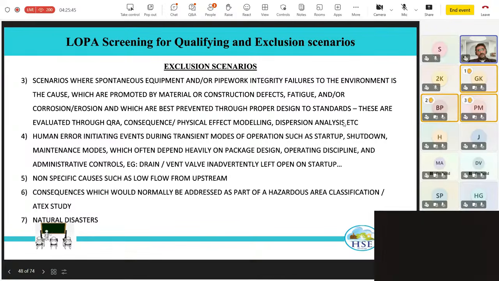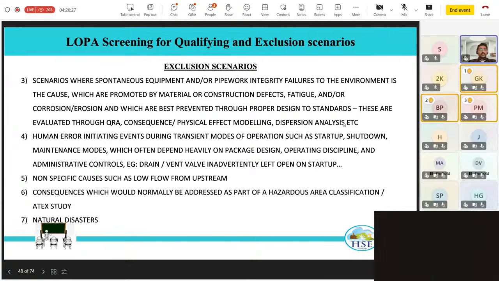Next is scenarios where spontaneous equipment or pipe integrity failure to the environment is the cause. Now you have catastrophic failures or pipe rupture scenarios or exchanger rupture scenarios which we do not consider. These are caused by material or construction defects or fatigue, corrosion, erosion, and are best prevented through proper design to standards, or they're evaluated through a QRA, that is a quantitative risk assessment, or consequence modeling. Basically, you do consequence or physical effect modeling or a dispersion analysis in many of the hazardous gas cases. So such things cannot be considered in LOPA; there is a separate study for that. Even fault tree analysis is used.